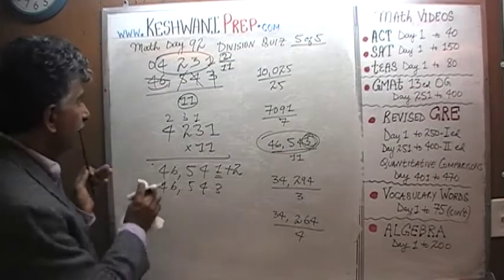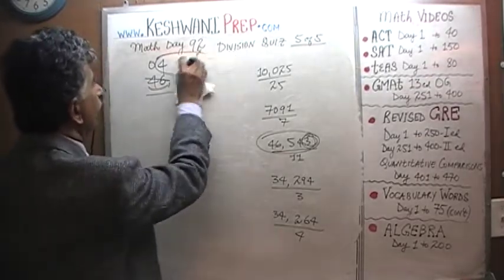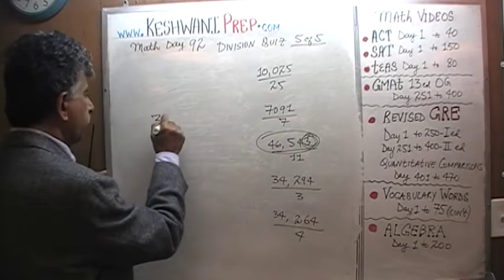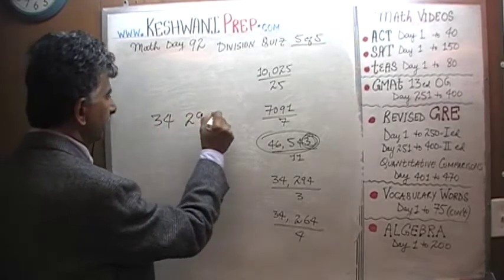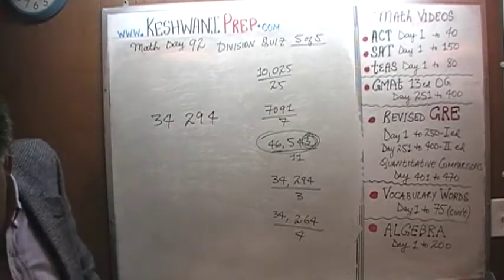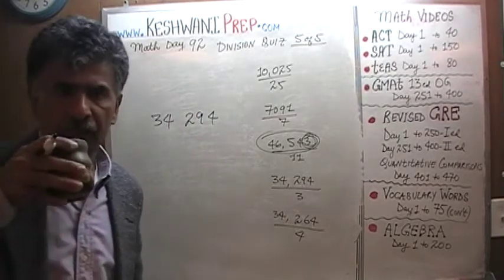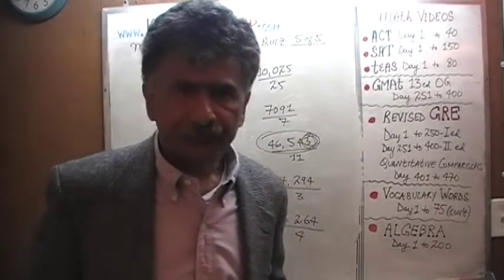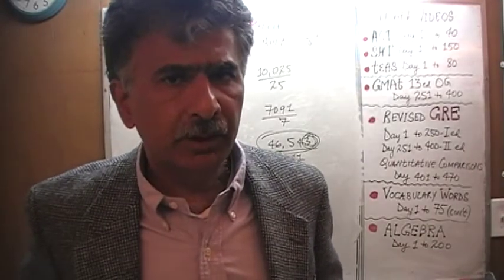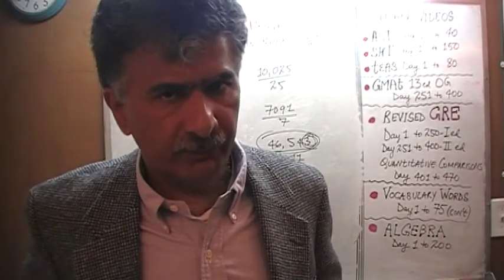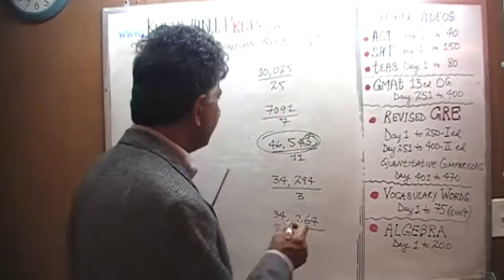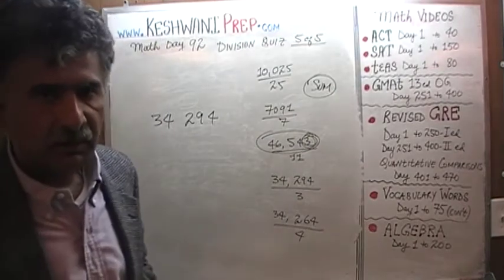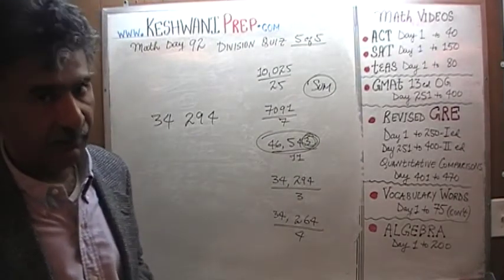34,294. Right, we need the room, obviously. Is that number even divisible by 3? How do we know if a given number is divisible by 3 or not? Well, we learned a long time ago on several occasions that if the sum of the digits is divisible by 3, then the number itself is divisible by 3. That is the theory.